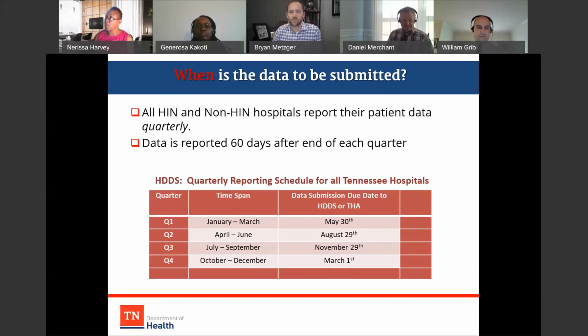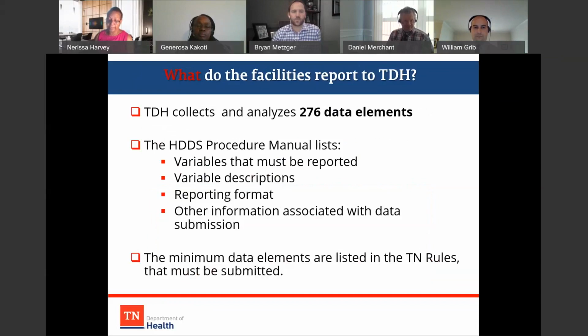And as we look at our quarters, the data submission date after each quarter, May the 30th is the first quarter that the data is due. The second quarter, August the 29th. The third quarter is November the 29th. And the fourth quarter is due March the 1st. These dates will remain the same, even if there is a leap year.